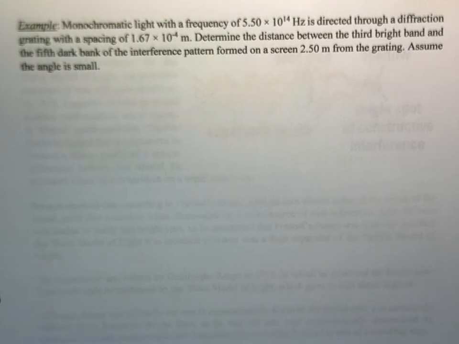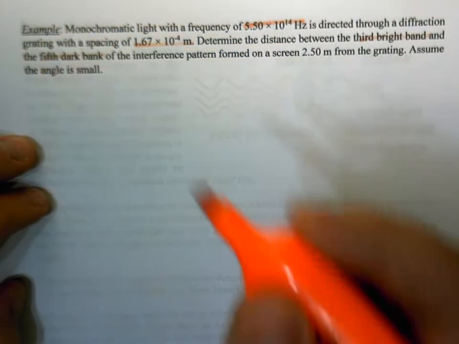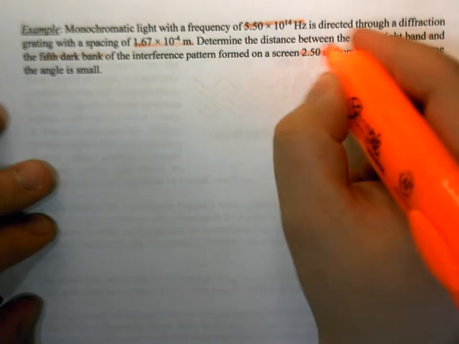All right, let's look at this question here. So we have monochromatic light. It's going to have a frequency of 5.50 times 10 to the 14 hertz. And it's directed through a diffraction grating with a spacing of 1.67 times 10 to the minus 4 meters. So we want to determine the distance between the third bright band or bright fringe and the fifth dark band or dark fringe of the interference pattern formed on a screen that is 2.50 meters from the grating.